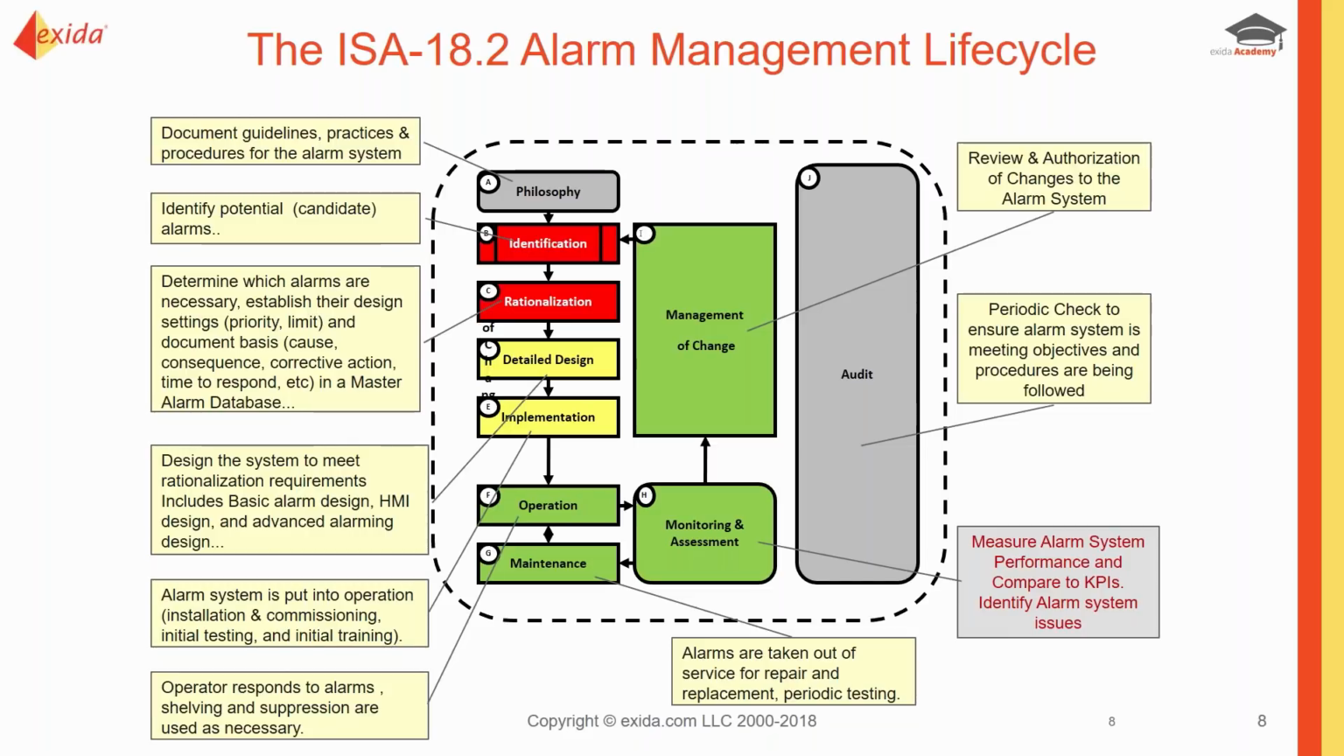We're not going to talk too much about that. We have some other webinars that you can check out that talk more about that. But you can see there's different stages of the life cycle, including rationalization, monitoring and assessment, audit. And what we're going to focus on primarily during this discussion is this monitoring and assessment stage. And that has to do with measuring alarm system performance KPIs and identifying problematic alarms or alarm issues. We're also going to touch secondarily on auditing, and we'll see how audit becomes part of the initial benchmark.